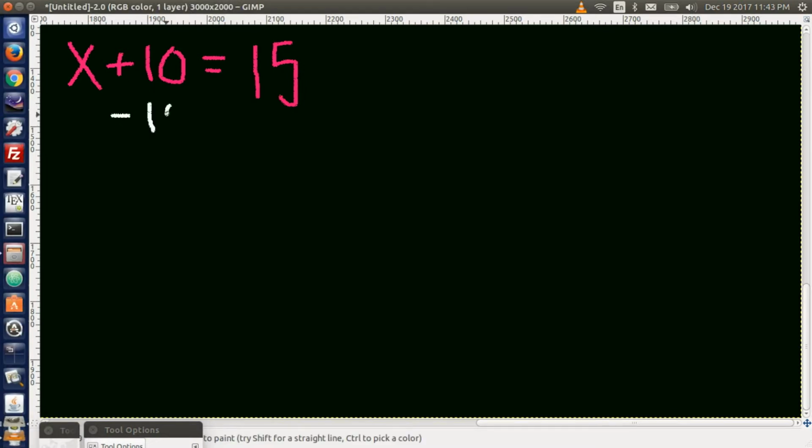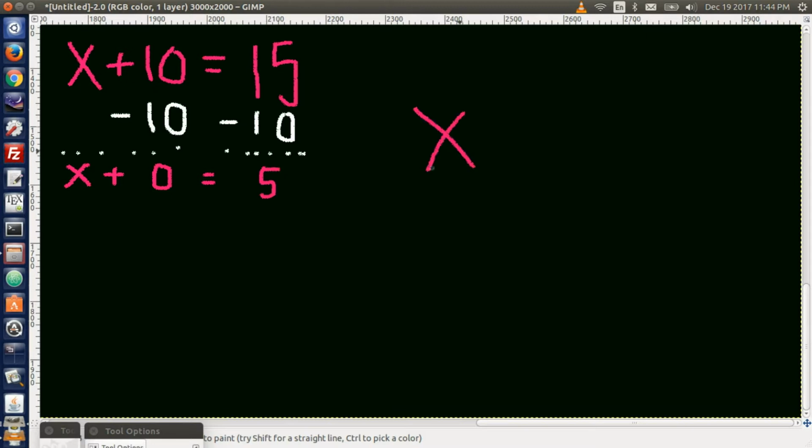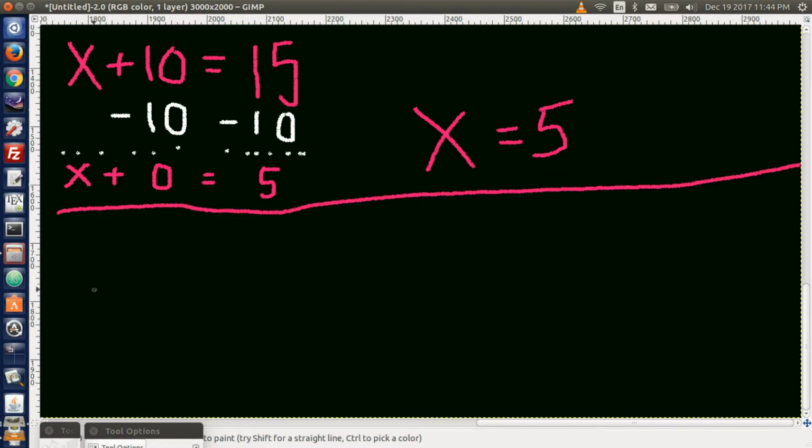So since we now had plus 10, we now must subtract a 10 on both sides, because subtracting the 10 gives x plus 0, and then it's equal to 5. 15 minus 10 is 5, so then x is equal to 5. So we always do the opposite sign.